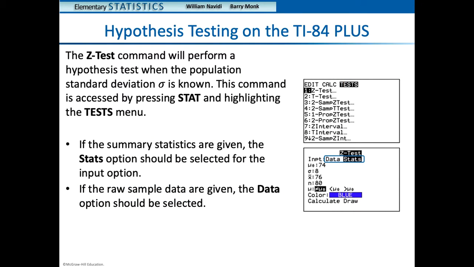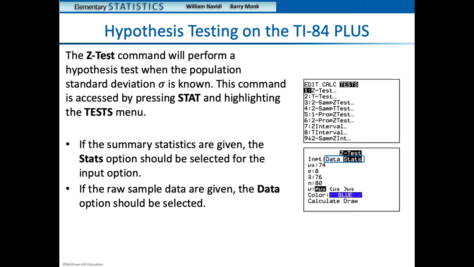Okay, let's just go over now how we could do this with the TI-84. The command you will want to use on your TI-84 is called the z-test command, and you'll find it in the tests menu. Press the stat button, highlight the tests menu. It's the same menu that has all the functions we've used for confidence intervals. Z-test is the one at the very top.